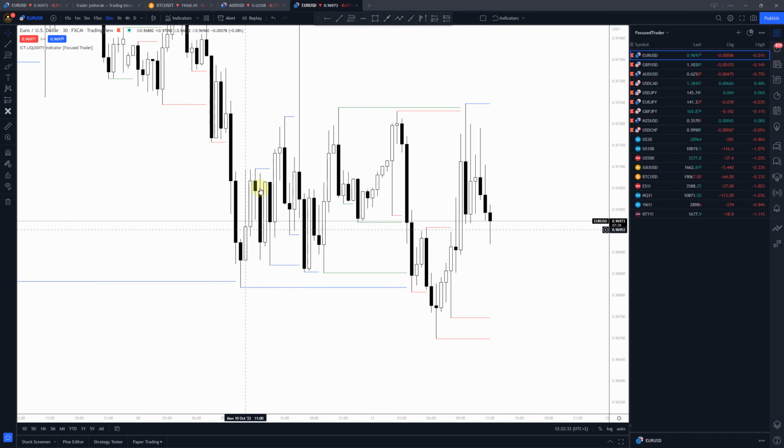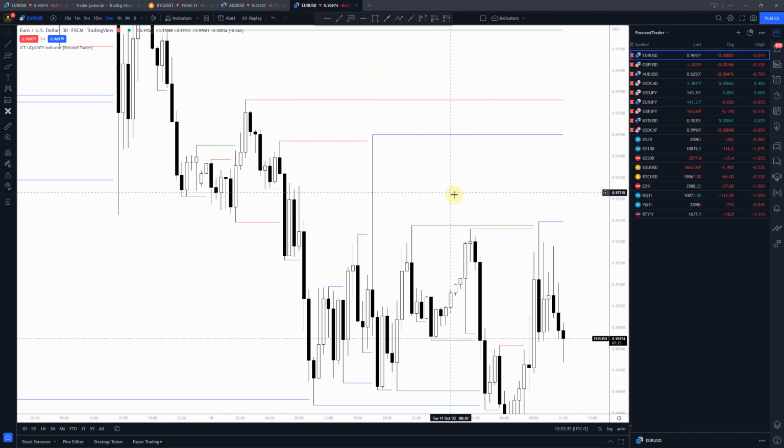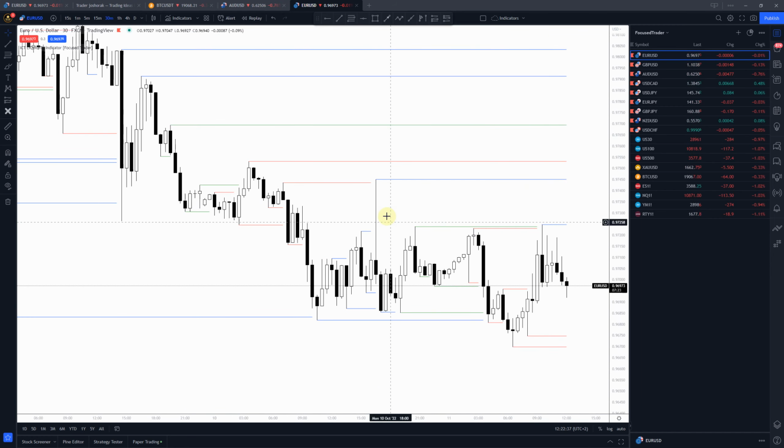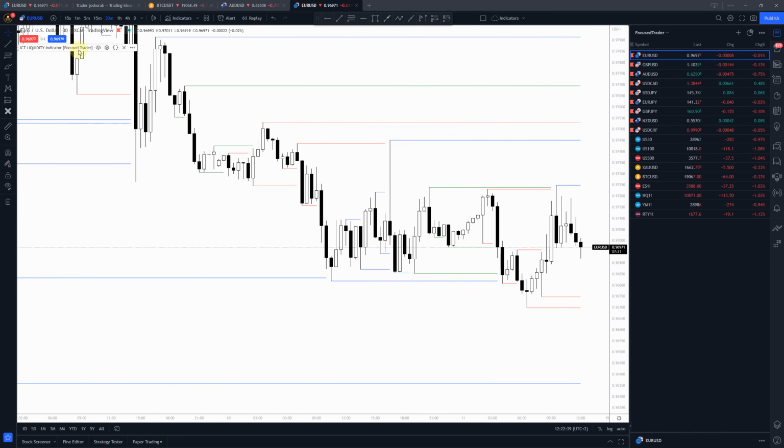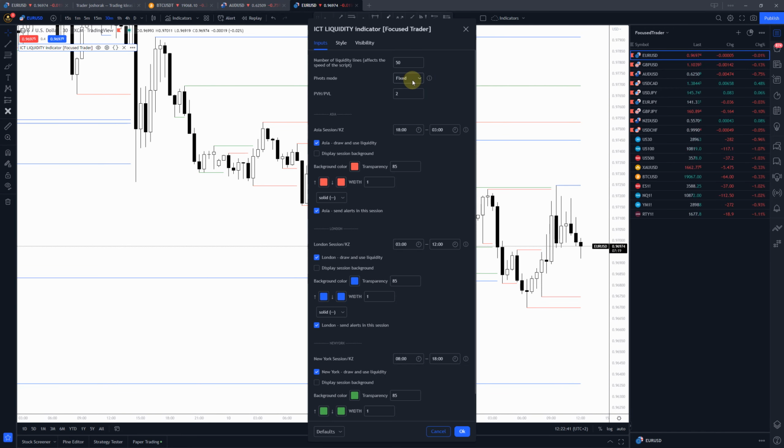This was also a very nice liquidity grab and market reaction. But let's continue with the explanation of the indicator first. So what is this fixed mode, and the second option is time frame mode. What is fixed mode? Fixed mode takes this number and that's it.